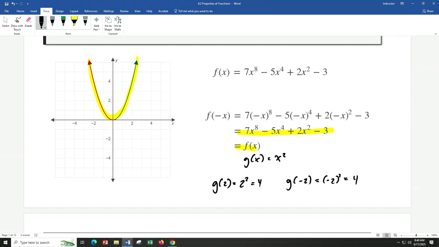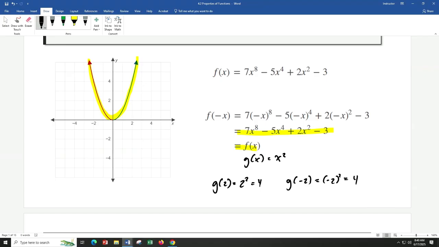Wouldn't absolute value just be a V? That's an even function, because what I get over here is going to give me the same thing over here. Now I have different x values. I may have a positive 2 over here and a negative 2 over here, but whenever I go up, they're going to be exactly the same.